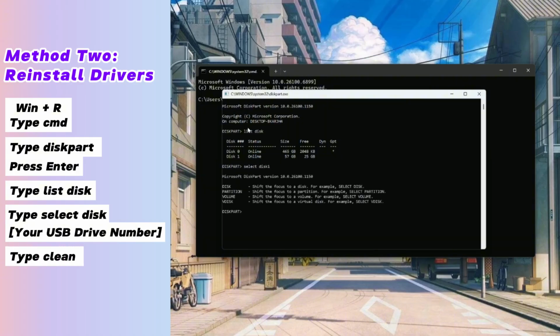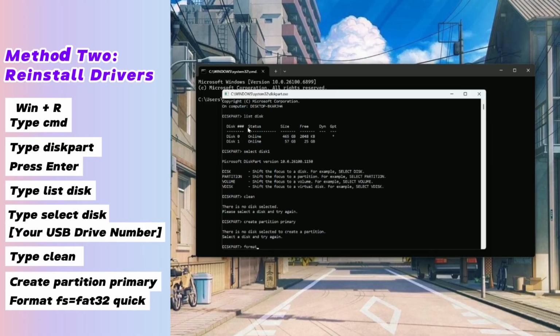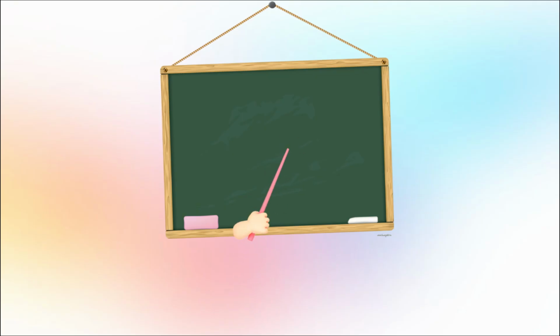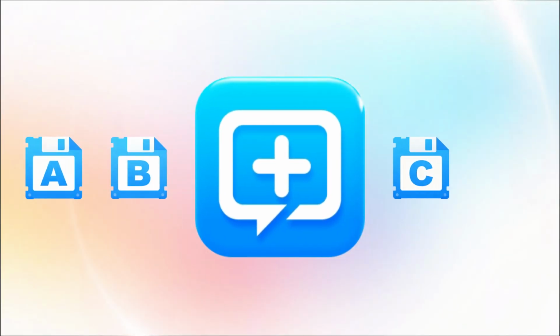5. Type clean. Warning: this command will completely erase all partitions and data on the USB drive. This is why we recovered the data with Aiseesoft first. 6. Finally, sequentially enter create partition primary and format fs=FAT32 quick to recreate the drive's partition and format it. Let me emphasize this one last time, recover the data first, then repair the USB drive. As long as you promptly use a professional tool like Aiseesoft Data Recovery, there is a very high probability that your files can be retrieved.